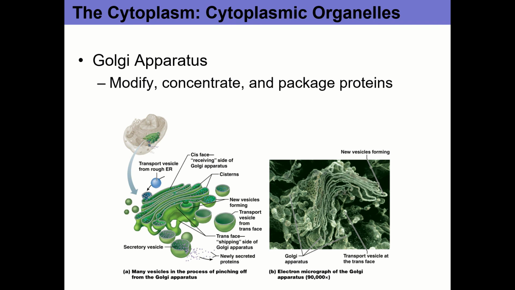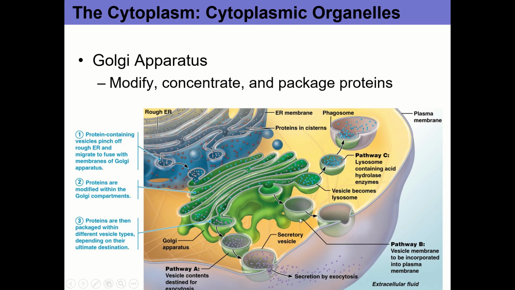And then what it's going to do is package those proteins inside of a vesicle for transport either out of the cell or maybe across the cell. So we see that in the case of lysosomes, which are the cell's stomach that we're going to talk about here in a second. So the thing to know about the Golgi apparatus is that it takes proteins from the rough endoplasmic reticulum. It can modify them, concentrate them, and package them so that we can either export them, which is what you see happening in pathway A.